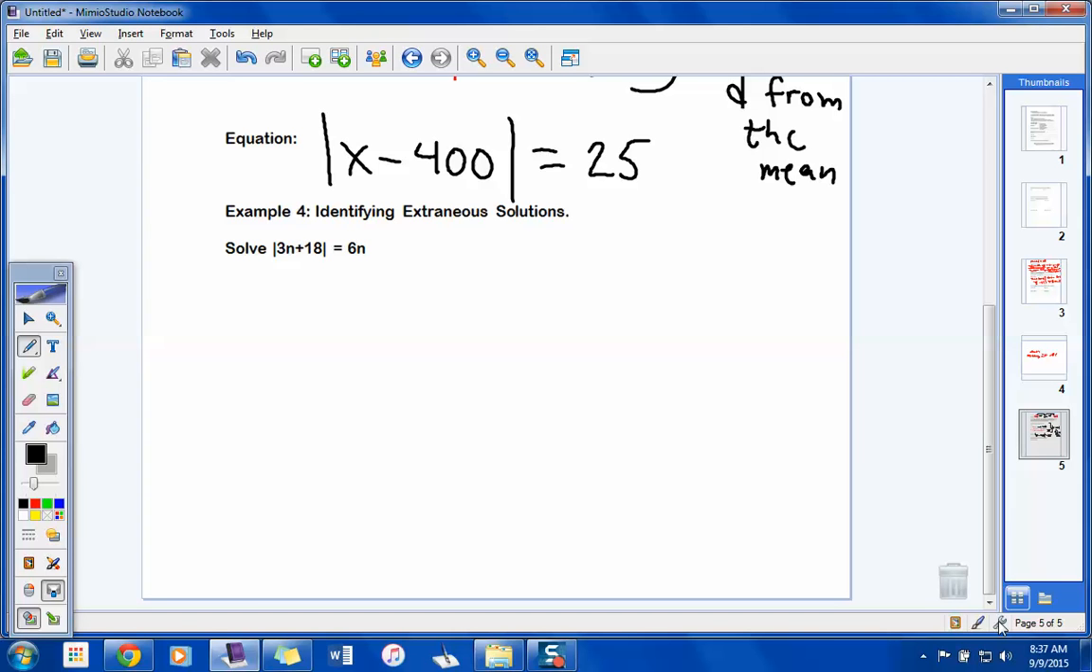In something like this right here, guys, watch out with something like this. I have one absolute value, but over here, do I have a constant or do I have a variable? All right, just let me show you what's going on. It says solve the absolute value of 3n plus 18 equals 6n.